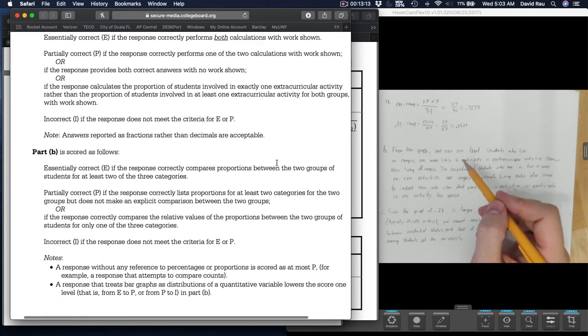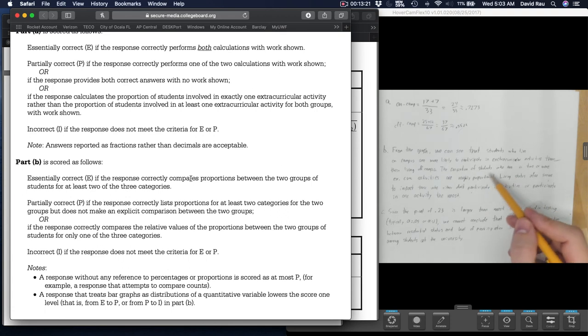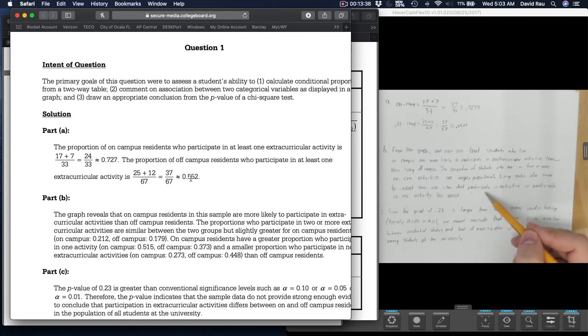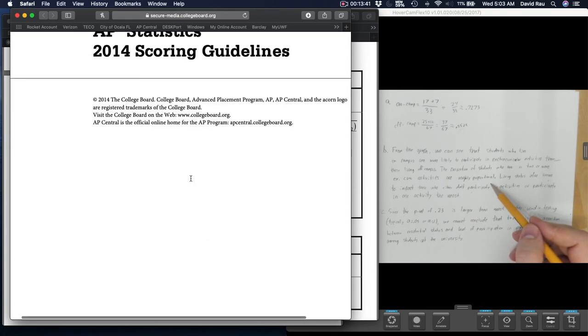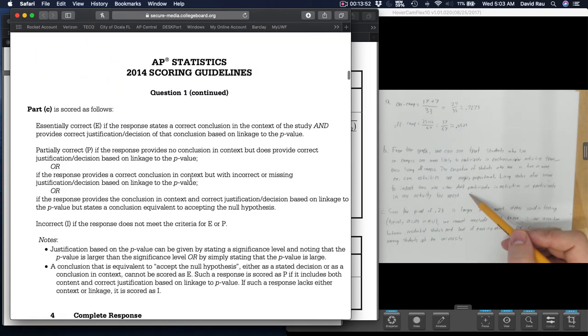Part B. Did I correctly compare proportions between 2 groups in at least 2 of the 3 categories? So yeah, I did talk about that they were roughly the same for extracurricular, and that living status impacted those the most. Now, one thing I could have done a little bit better is just elaborated on this sentence a little more, saying clearly that those who lived on campus were more likely to be in one than none, and those who live off were more likely to be in none than in one.